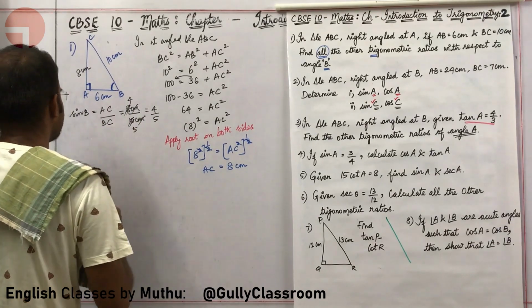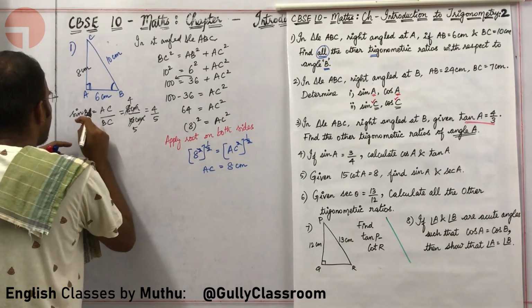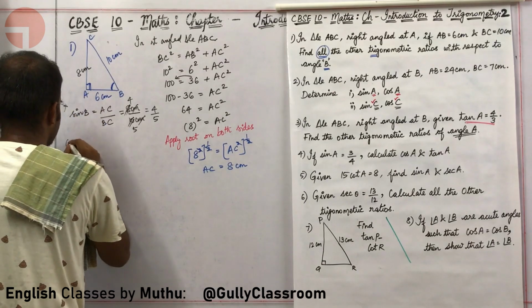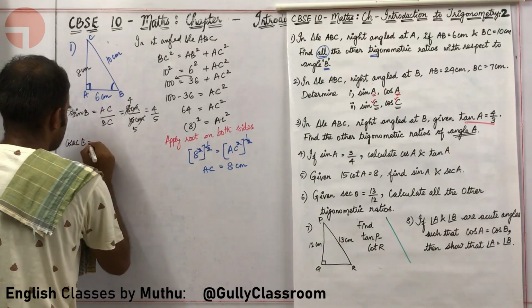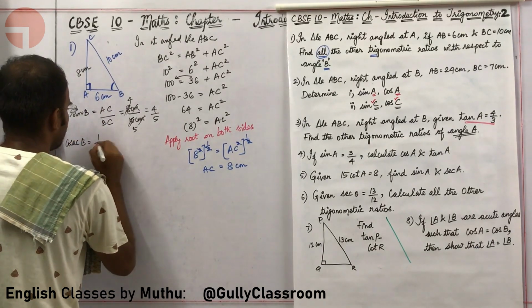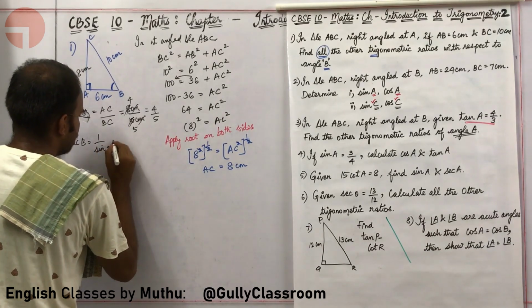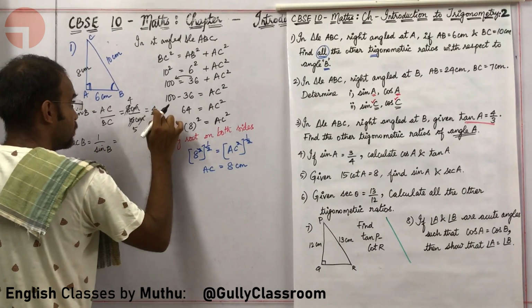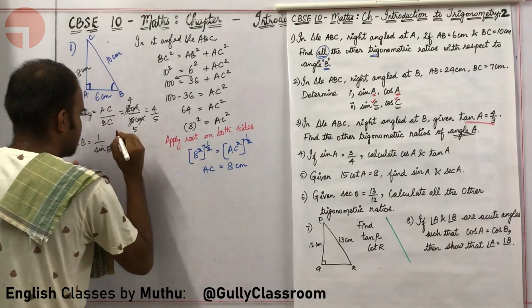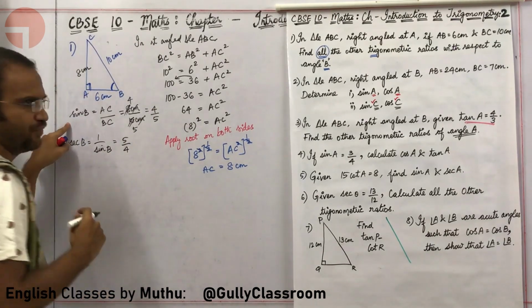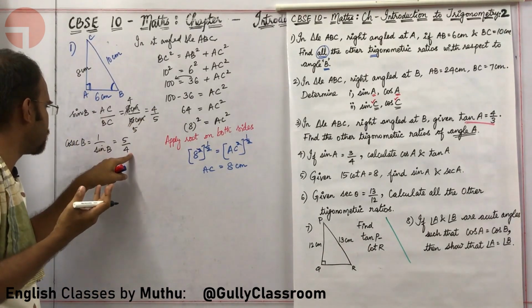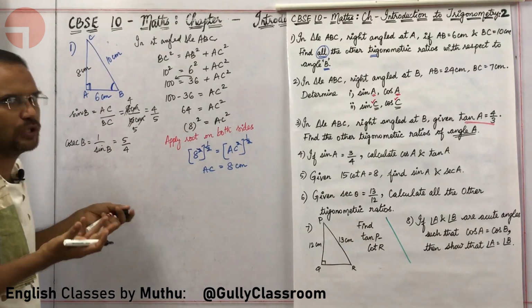Okay sir. So let us go for what is reciprocal of sine B. Reciprocal of sine B is simply cosecant B. So I am going to write 1 by sine B. If I take reciprocal of 4 by 5, we will automatically get 5 by 4. So if I find sine B and take the reciprocal of it, I can automatically find cosecant B.